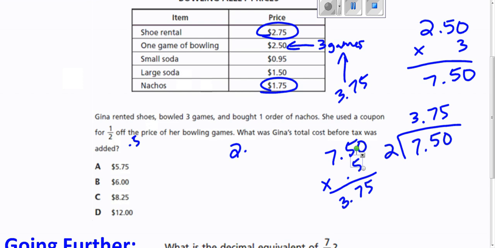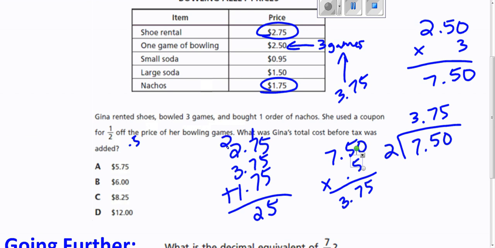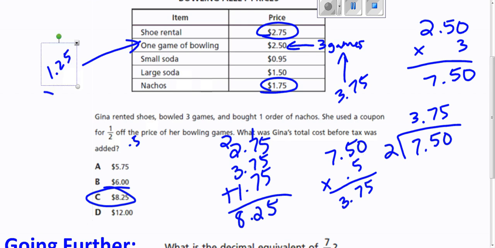So then you can add up $2.75 for the shoe rental, $3.75 for the 3 bowling games, and $1.75 for the nachos. Add them all together. And let's see, 15, 22, $8.25. Choice C. Another option was to do half of a bowling game first. So half of $2.50 is $1.25, and then multiply that by 3, and you still get $3.75. So it didn't change anything.